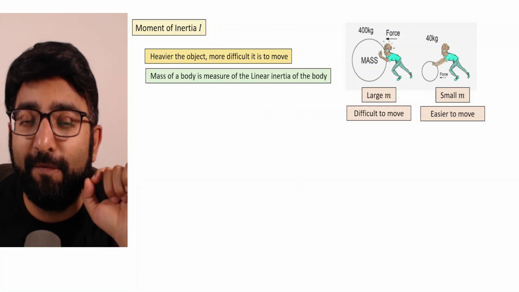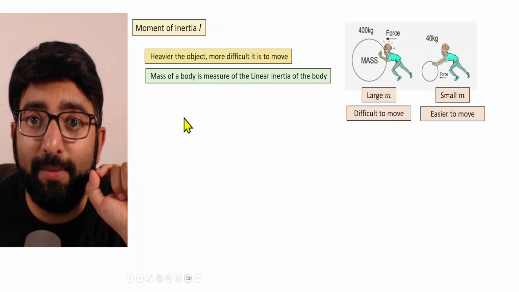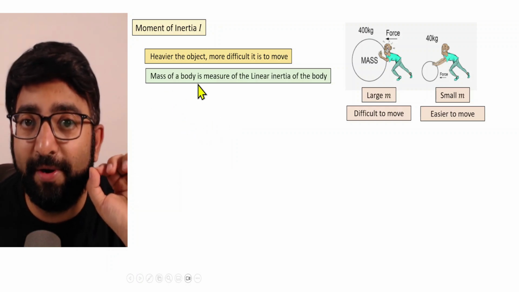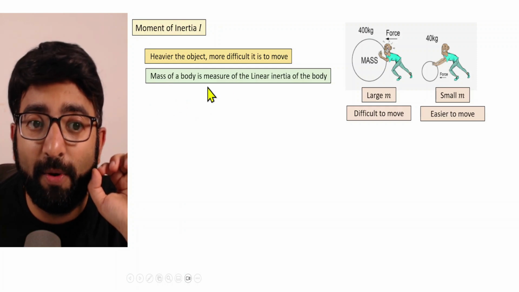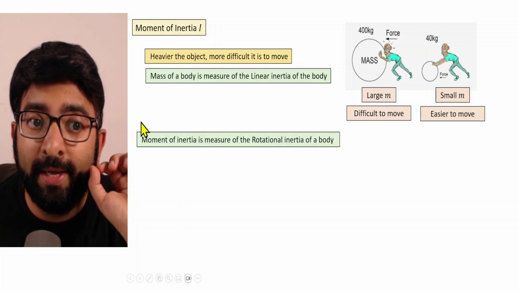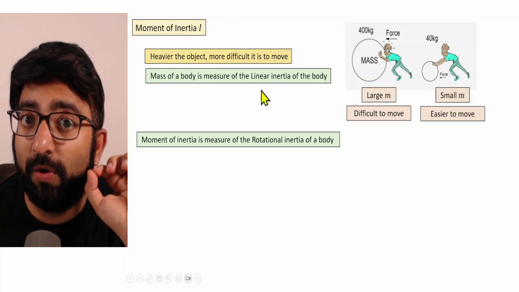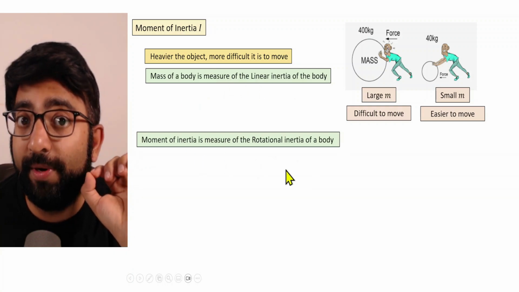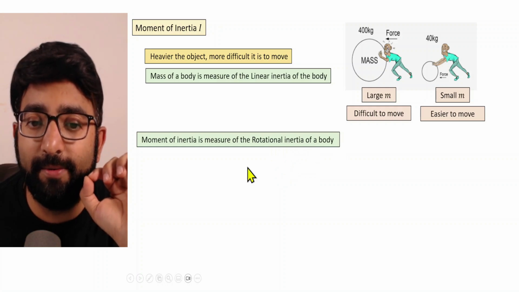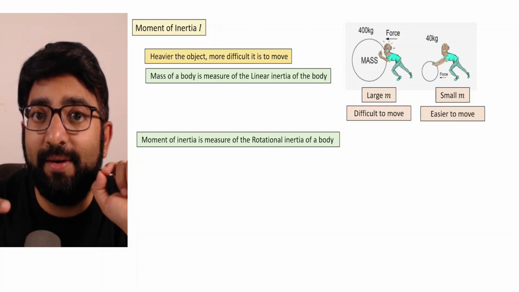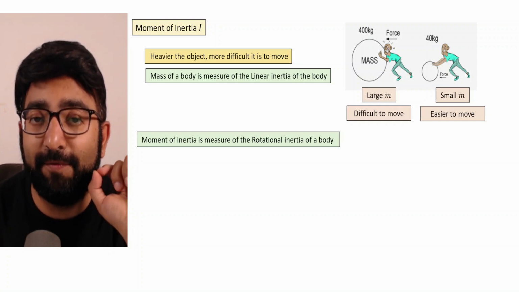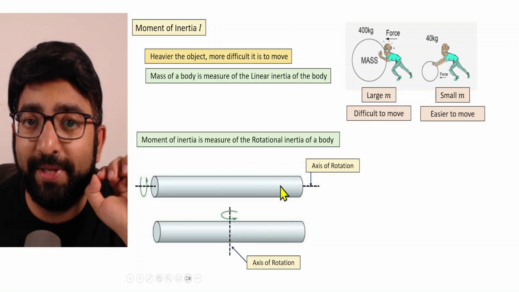Now, in this chapter of rotational mechanics, there is a term which is analogous to mass of the body, and that is moment of inertia. So, let us write the corresponding statement for moment of inertia. Like mass of the body was a measure of linear inertia, similarly, moment of inertia is a measure of rotational inertia of the body. Which means if an object has a greater moment of inertia, it is very difficult for it to rotate and vice versa. Now, let me explain this with an example.